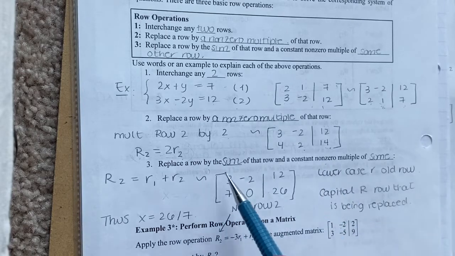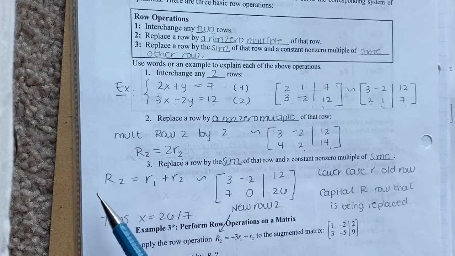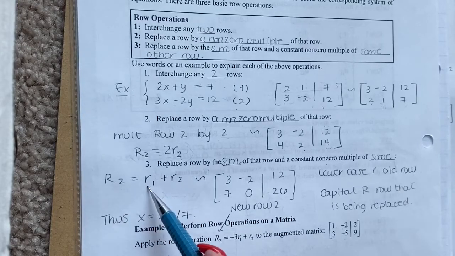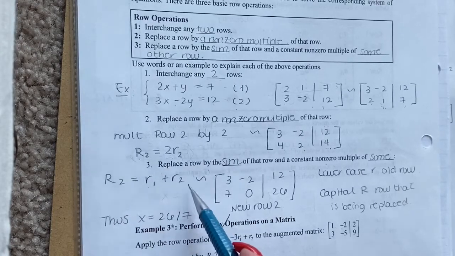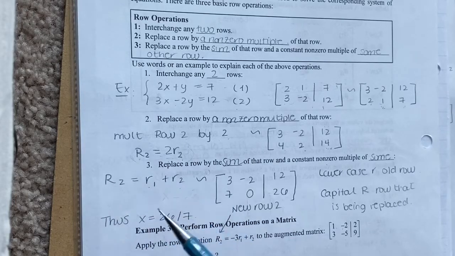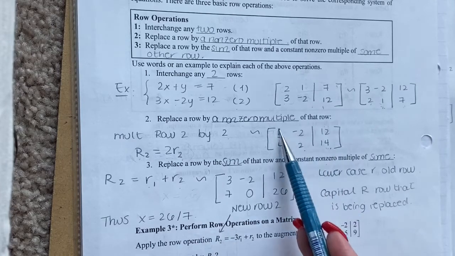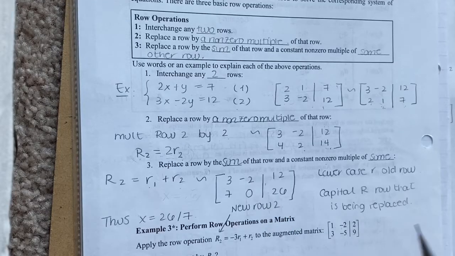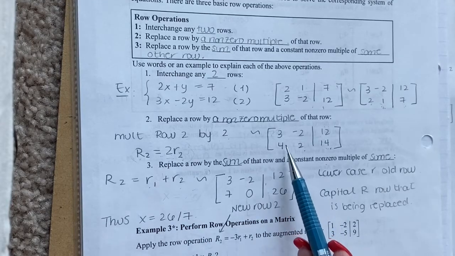So basically what I'm going to do here is my new row 2 is going to be equal to my old row 1 plus old row 2. Meaning here, am I talking about row 1, my new row 1? No. So what are you going to assume? You're going to assume that the new row 1 will stay the same. So the only one that is going to change is row 2.